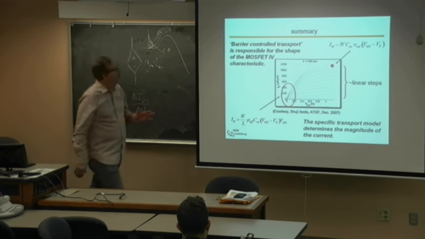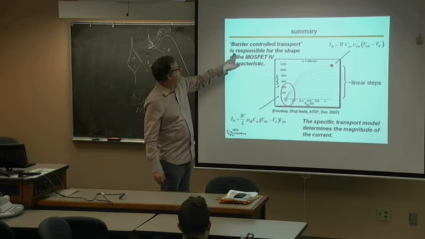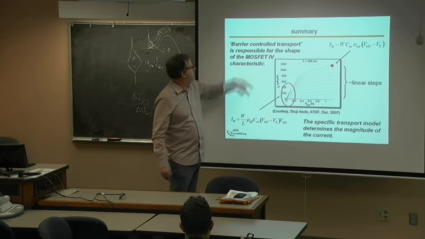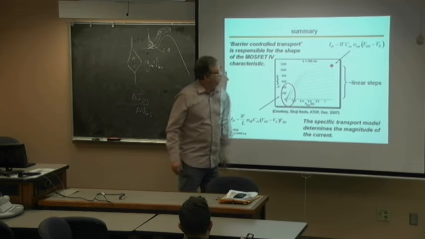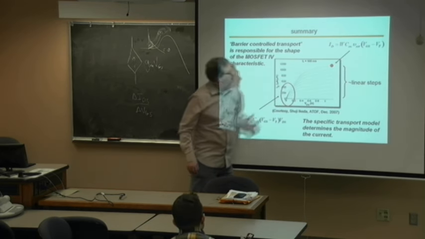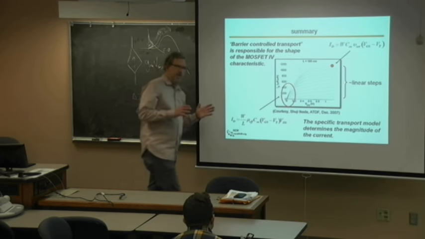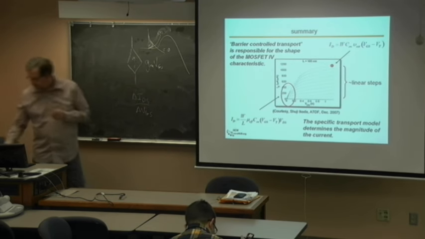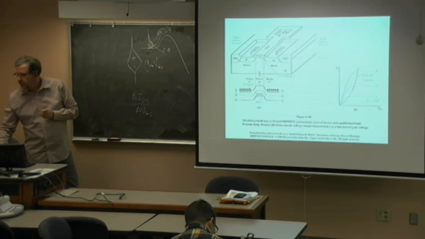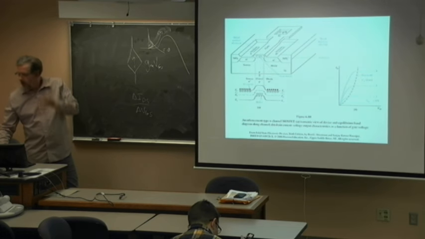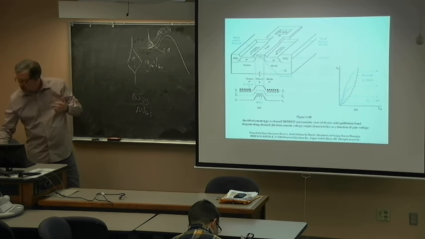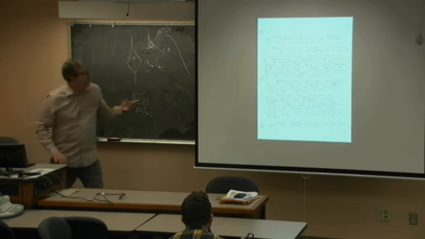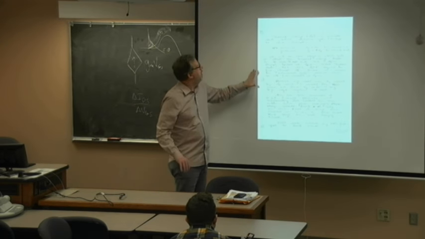And so as we go into it, barrier control of transport is responsible for the shape of the MOSFET characteristics. And this is what you see, the skewing from the ideal situation is actually based a lot on this. And here we have the pinch off. I think we come back to that a little bit later, so let me hold that thought.